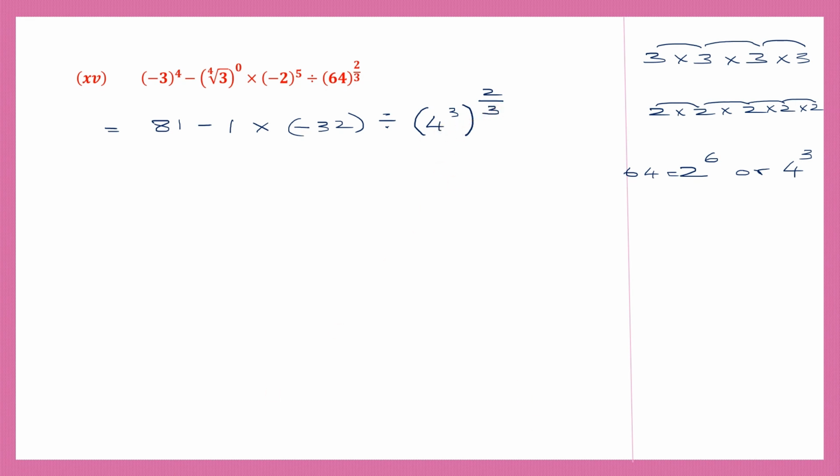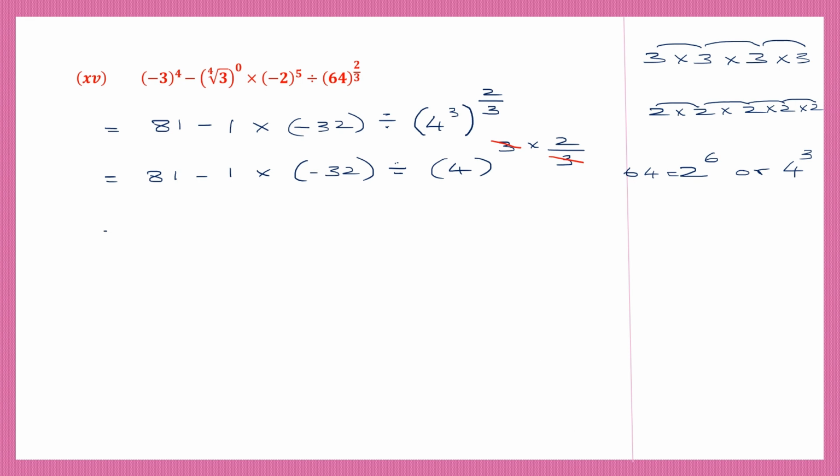So everything else will be written as before. So this will continue to be 81 minus 1 into minus 32 divided by, this time, 4 raised to the power of 3 into 2 by 3. So now we can cancel the 3. Did you understand why I used 4 raised to the power of 3 and not 2 raised to the power of 6? So that this cancelling becomes easier.